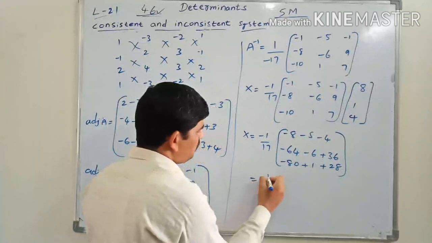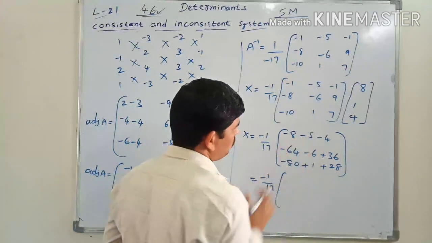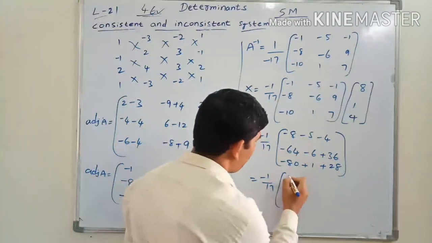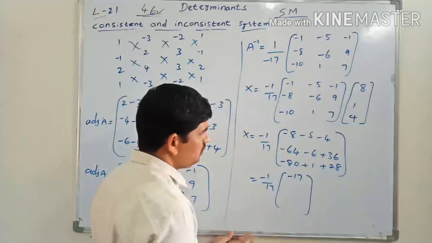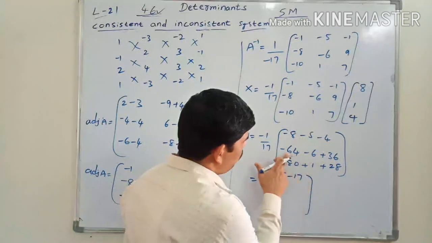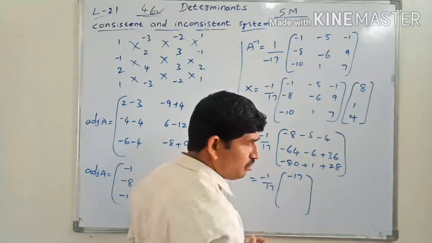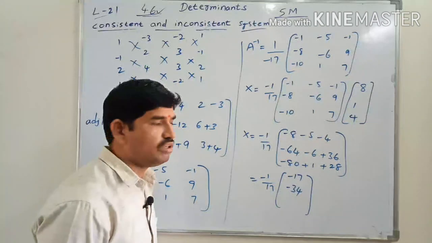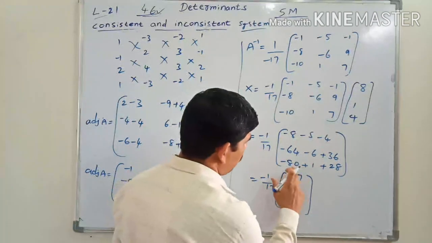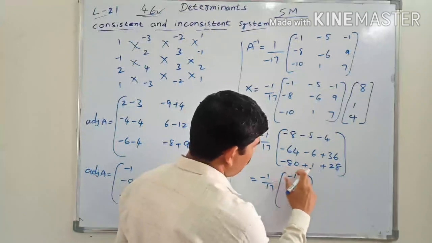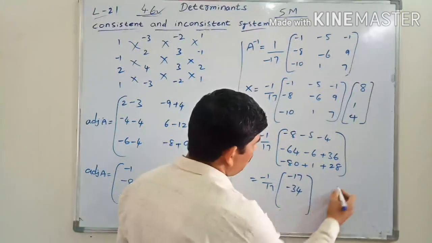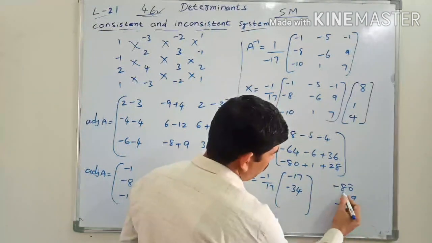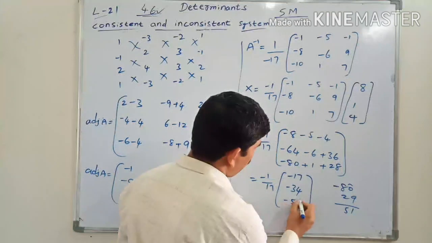Then minus 1 by 17 into, I will just calculate this: minus 8, minus 5, minus 4 means actually it is minus 17, yes or no? After this, the second one is minus 70 plus 36, which means minus 34, yes or no? 36 plus 34 is again 70. So that's fine. Next one, minus 80, minus 29, which is nothing but 51, yes or no? 51 only, yes, that is minus 51.